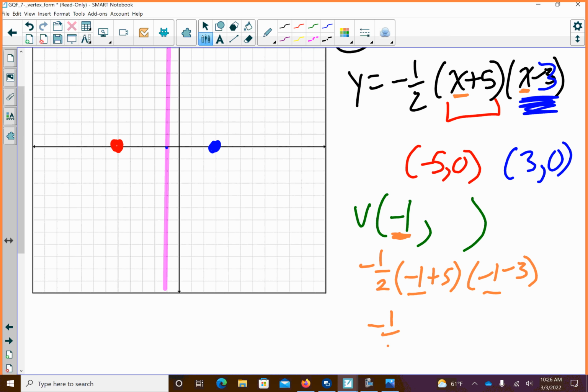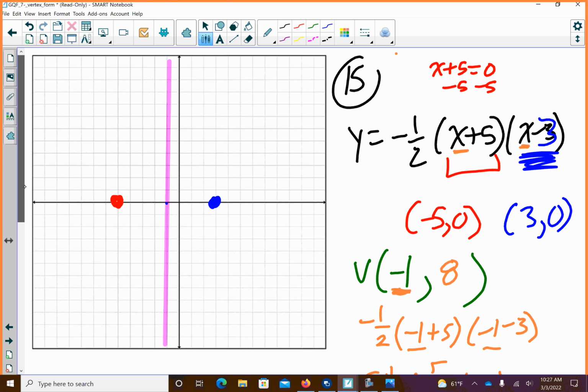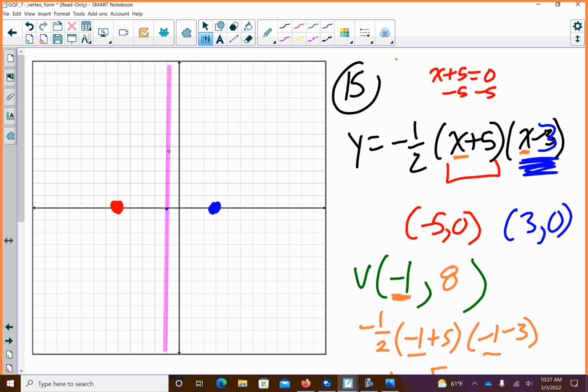So let's do some math. Negative 1/2, let's not worry about that yet. Negative 1 plus 5 is the same thing as 5 minus 1, which is 4. And then negative 1 and negative 3 combine together to give me negative 4. Okay? So I have a negative times a positive times a negative. So my answer is going to be positive, right? Because negative times negative. 4 times 4 is 16. What's half of 16? 8. All right, so I get a vertex at negative 1, positive 8. 3, 4, 5, 6, 7, 8.